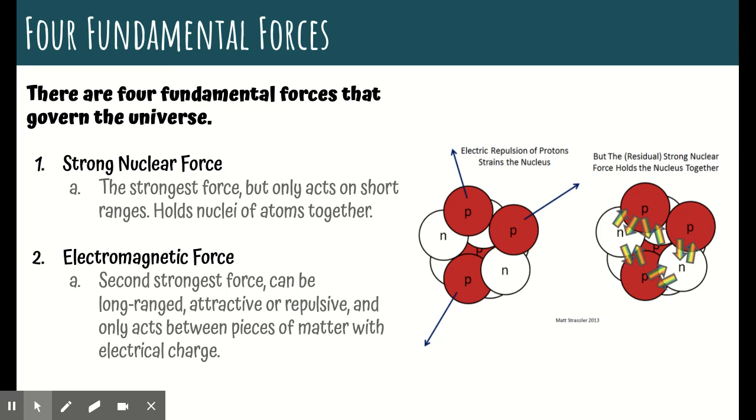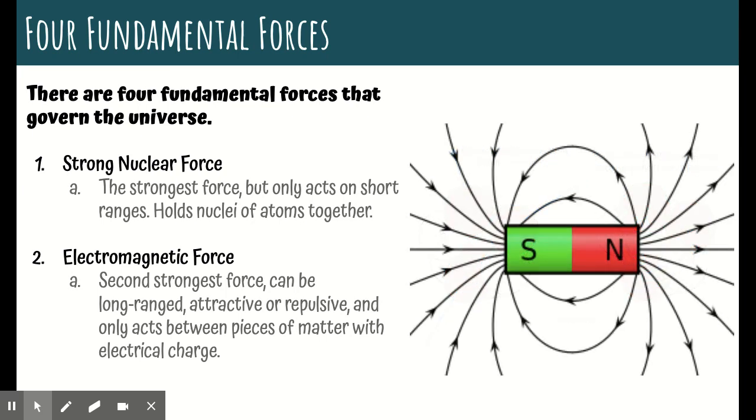The next fundamental force is electromagnetic force. These are the second strongest forces. These can be longer ranged, they can be attractive or repulsive, and they only act between pieces of matter with electrical charge. So this is something like a magnet or some charged metals or something like that.